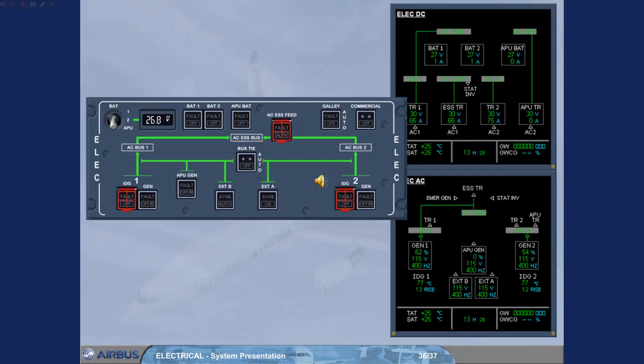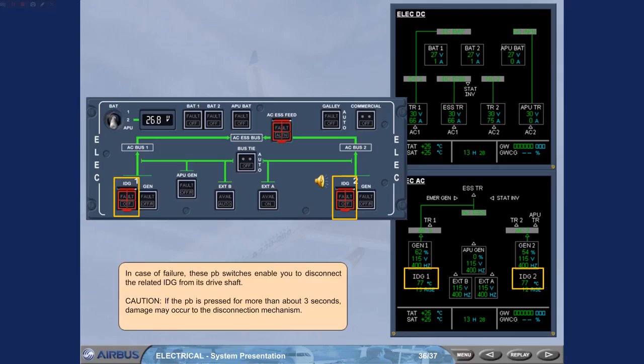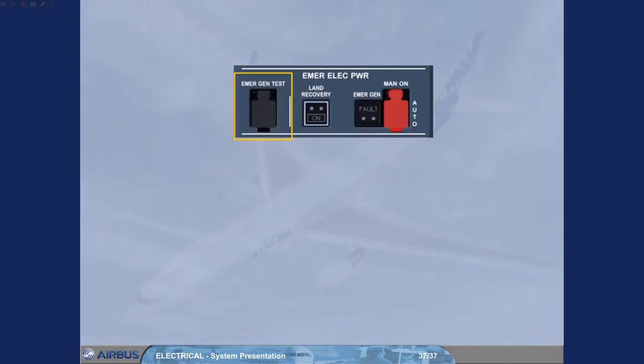In case of failure, these push-button switches enable you to disconnect the related IDG from its drive shaft. Caution! If the push-button is pressed for more than about 3 seconds, damage may occur to the disconnection mechanism. The emergency generator test switch is used by maintenance only to test the emergency generator.